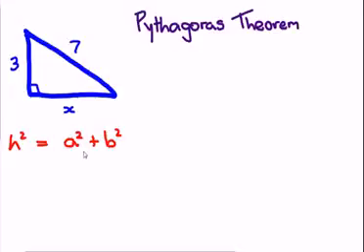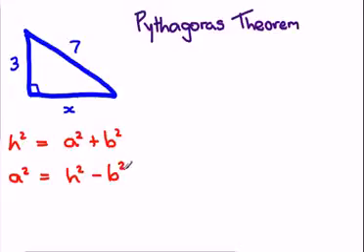H squared equals a squared plus b squared. We're just going to manipulate that using a little bit of algebra, so that I'm going to use just a and put that on this side of the equation all by itself equals the hypotenuse squared take away the other side.